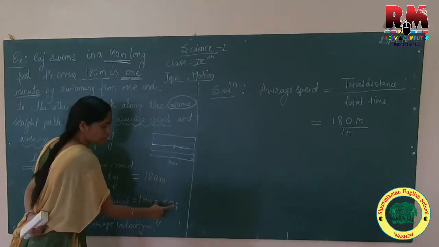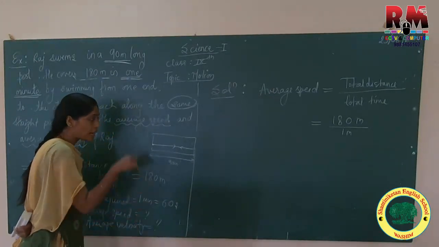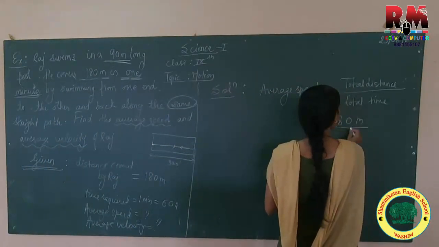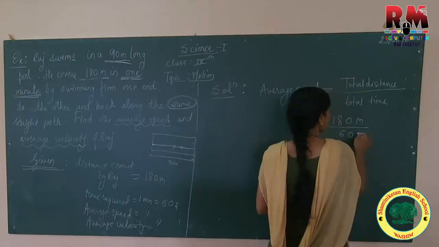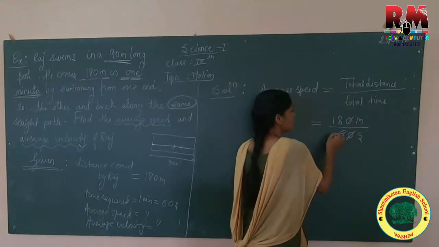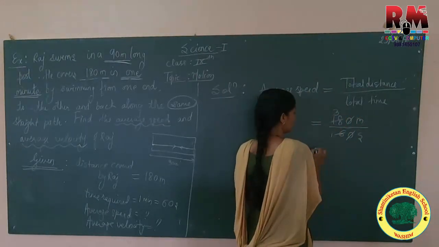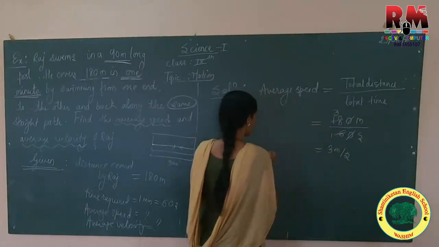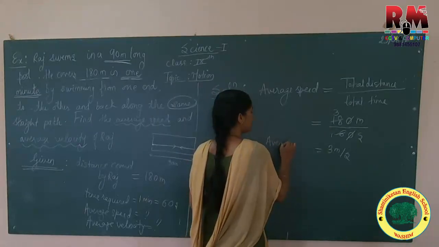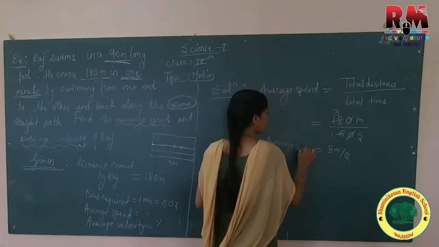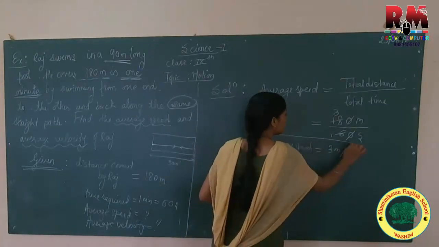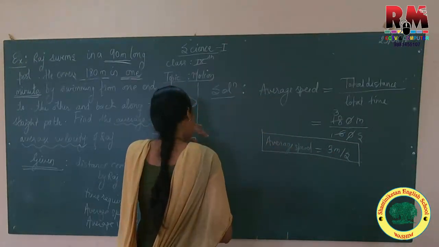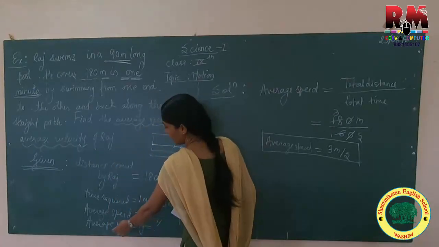So now meter is SI unit, and second is also SI unit. Conversion is very important. So 180 meter upon 60 seconds. 0 0 get cancelled. 6 1s are 6, 6 3s are 18. So 3 meter per second. So average speed is equal to 3 meter per second. Correct? Now let us go for the second question.